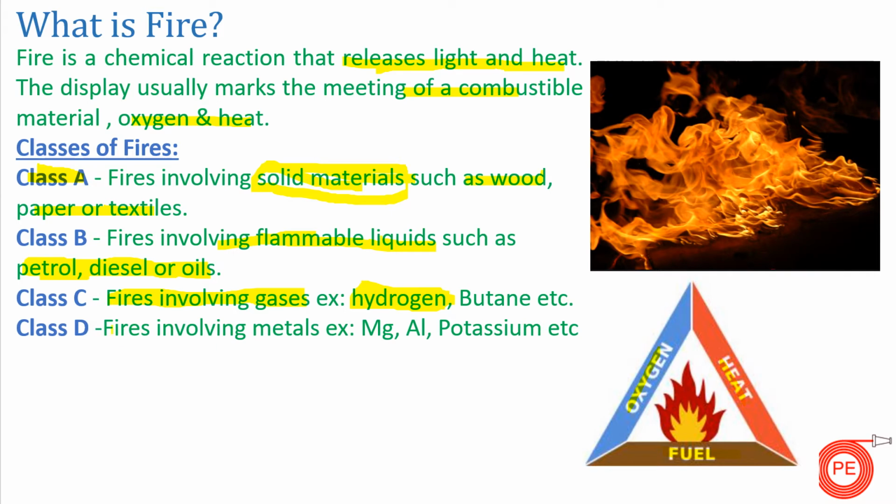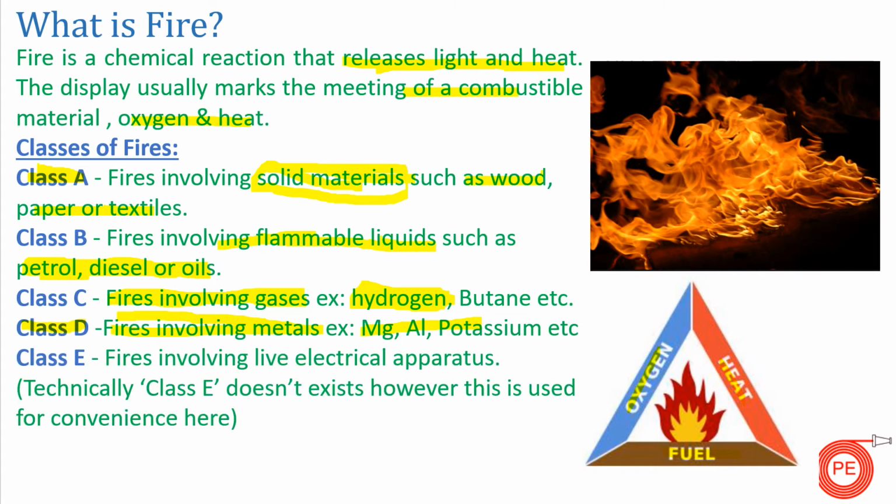So guys, there are some metals. Generally metals don't catch fire, but there are a few exceptional metals like magnesium, aluminum or potassium that can catch fire. So if a metal is burnt or catching fire, this will be covered under class D fire. Next is class E fire.